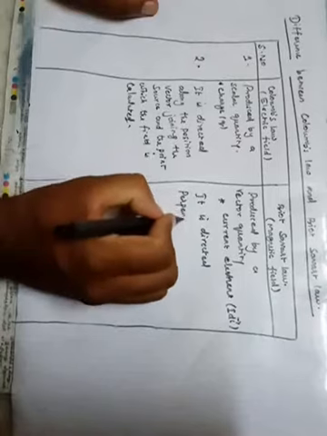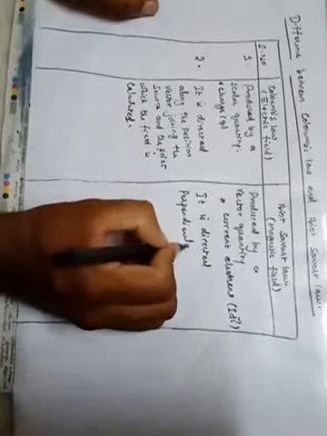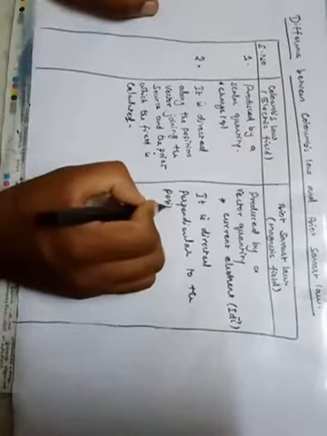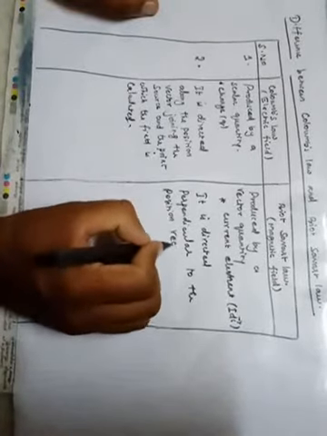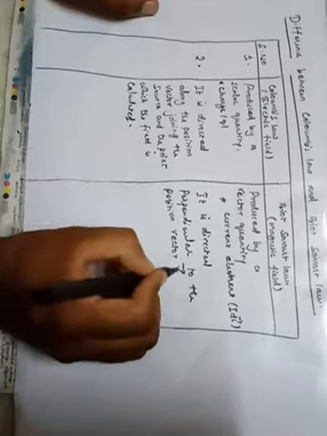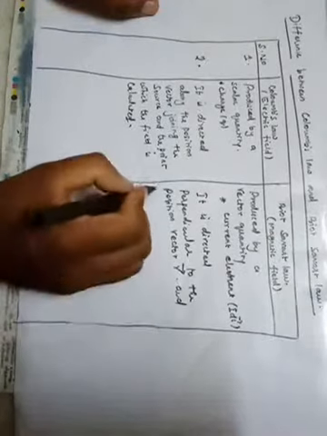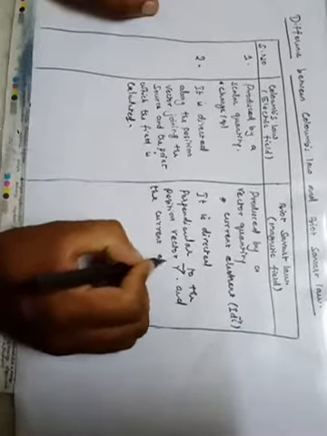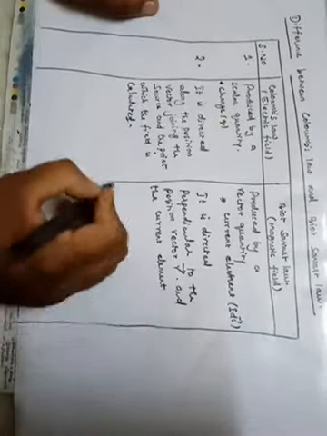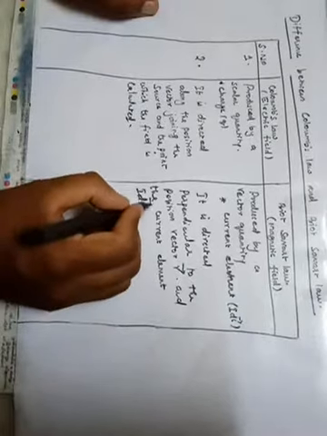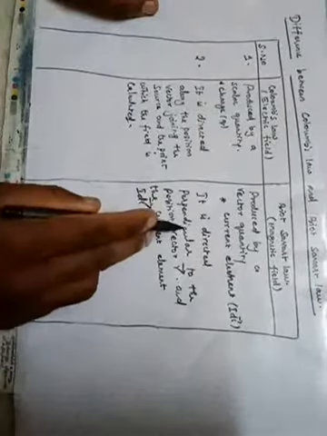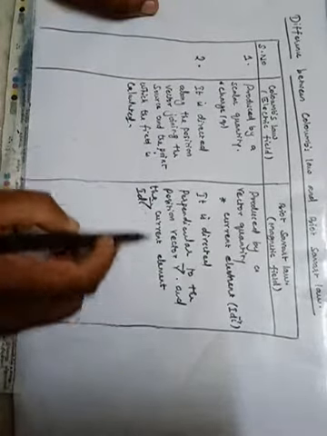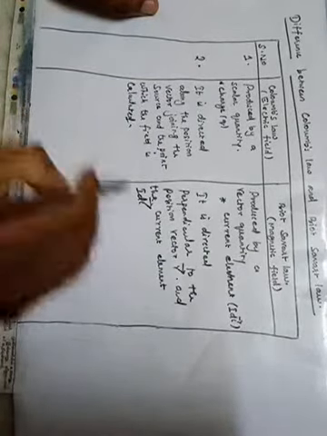For the magnetic field, it is directed perpendicular to the position vector and the current element I dl vector. Okay students, so it is directed perpendicular to the position vector r vector and the source, the current element I dl vector.